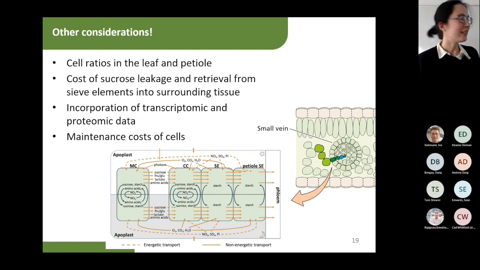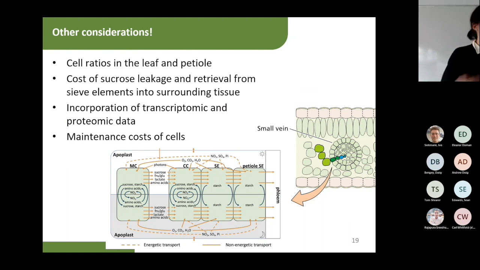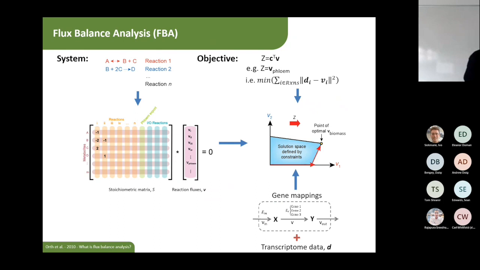Whole bunch of other considerations, like the maintenance of cells. We also have to consider that if we're considering the energetics of the whole system, they do actually require some energy to stay alive, to refresh proteins, to refresh the plasma membranes, all of that. There are some other parts of phloem that I will maybe come back to if anyone has questions. Okay. And then we stack all of that into our flux balance analysis.